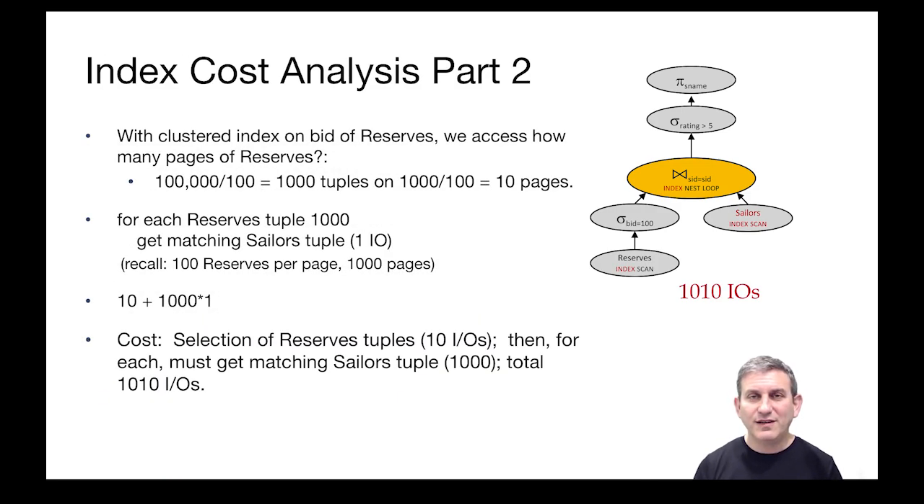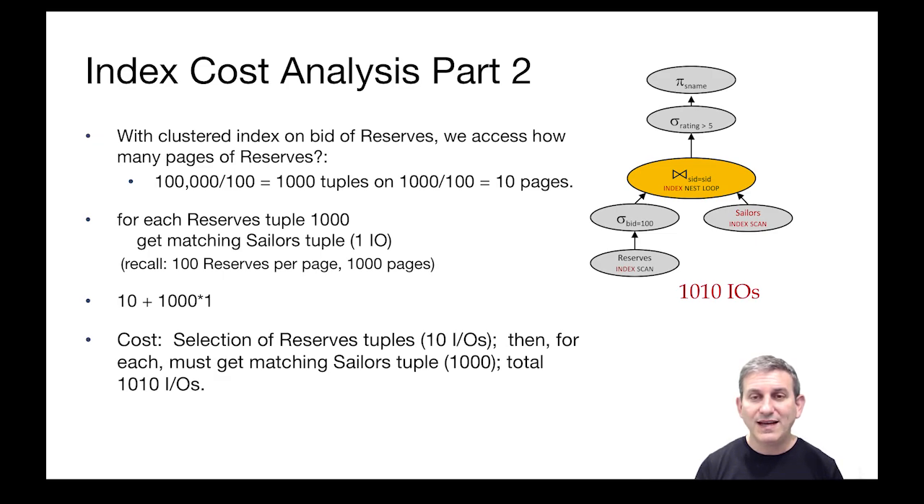So let's look at this plan and figure out its cost. We said in this first bullet that it would cost us 10 IOs to get the tuples out of the reserves clustered index. So that's 10 IOs right there. And then for each reserves tuple, we're going to do 1 IO in the sailors table. How many reserves tuples are there? Well, there were 100,000 reserves tuples, and we took 1/100th of them. So there's 1,000 that we're going to push through this join.